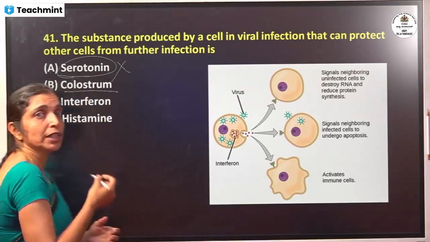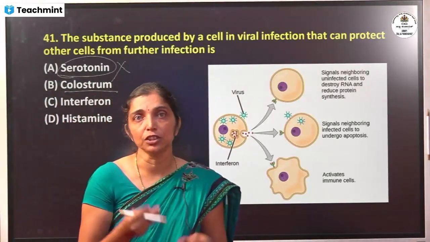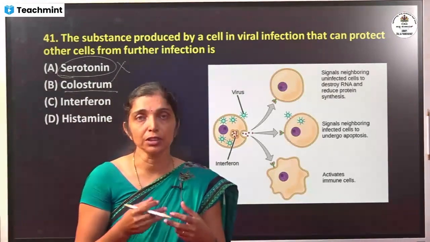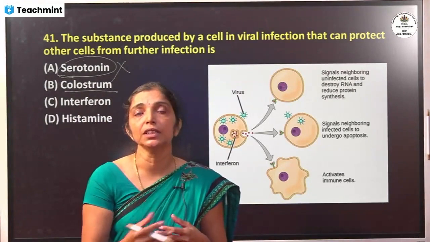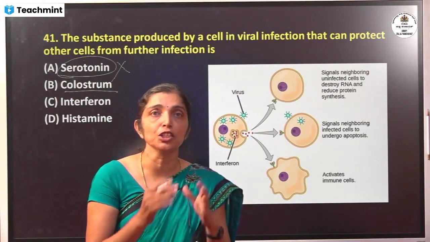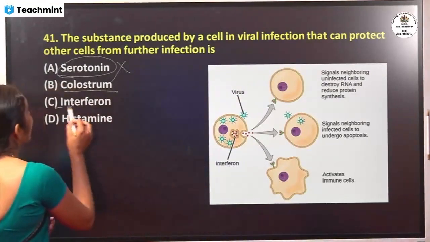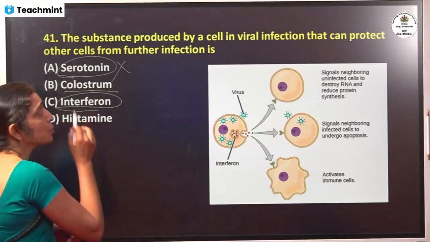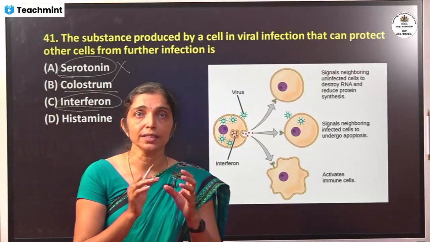Colostrum, you know that it is the milk produced in the initial days of lactation, which is rich in nutrients, isn't it? It is rich in antibodies. That is why it is very necessary that the baby is fed with colostrum in the initial days of lactation. Interferon, this is actually the substance which is produced by a virus-infected cell, and this is like a flag.